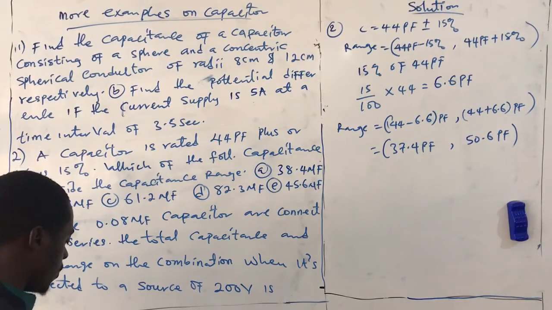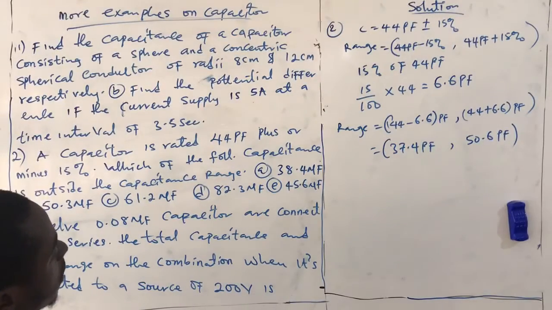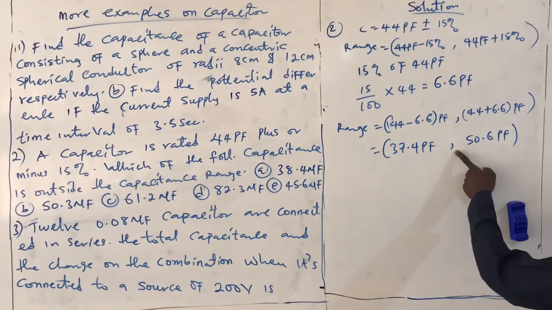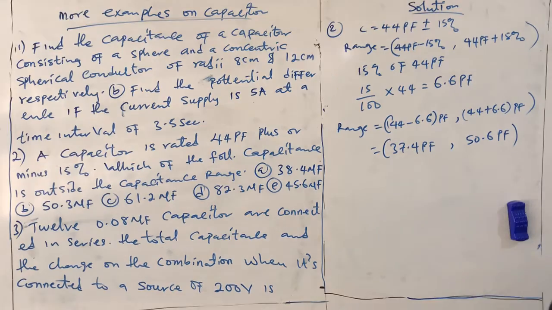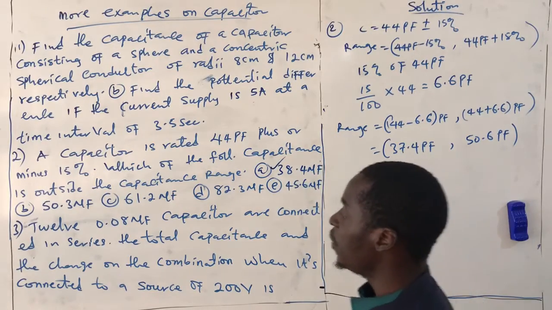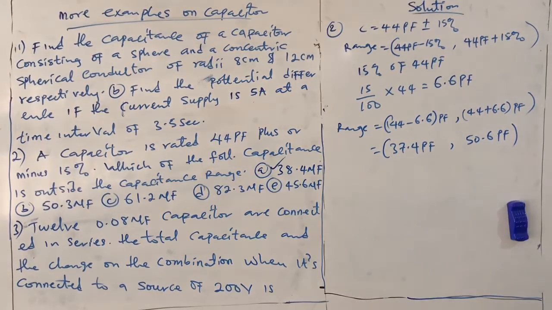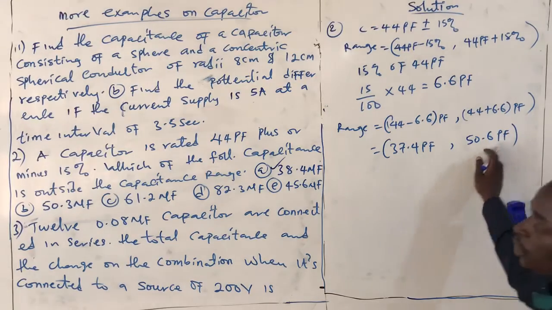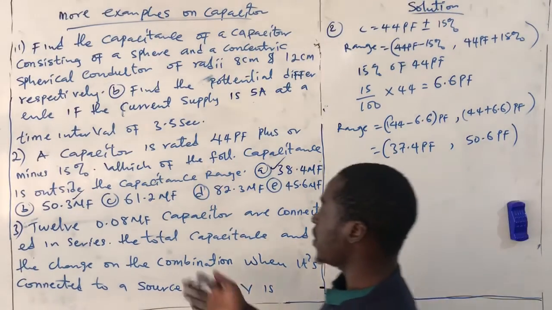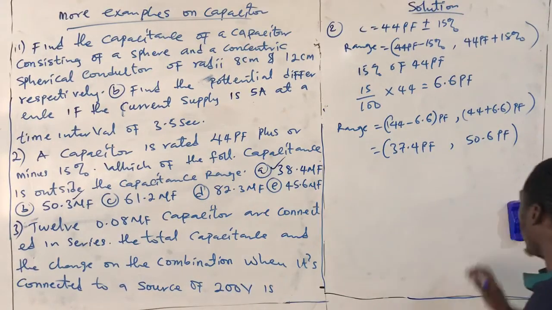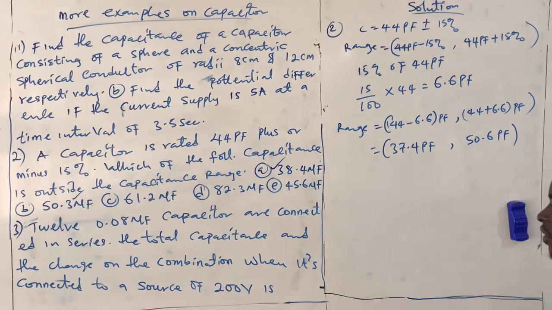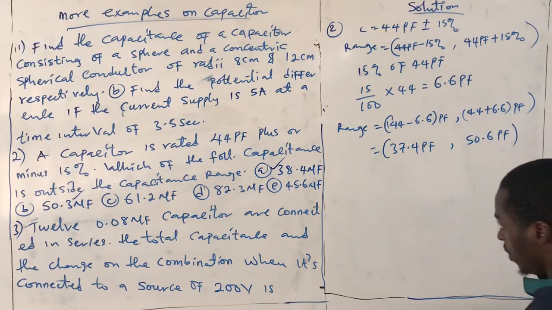If you look at option A, they say that A is 38.4 picofarad. We see that 38 is inside this range because 38 is greater than 37. So clearly, option A is in the range. If you look at option B, 50.3 picofarad, 50.3 is not up to this, therefore option B is also in the range. Option C is 61.2 picofarad, which is greater than the maximum value we can get. Likewise, option D is also not in range, and E is in range.